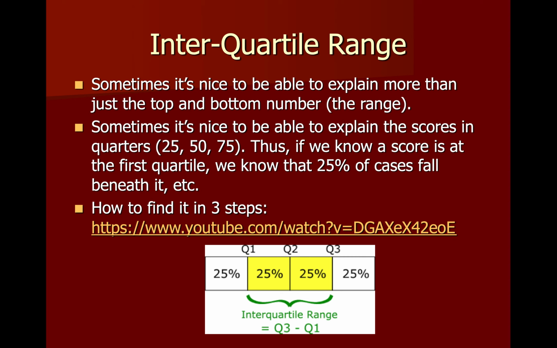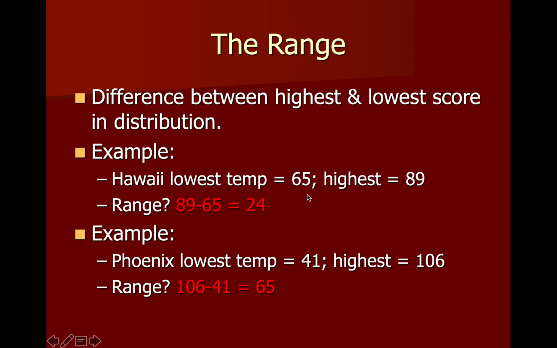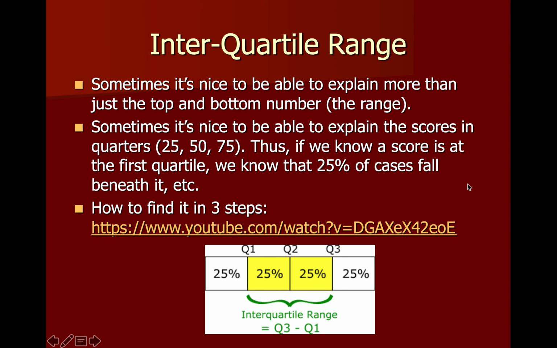Let's talk about the interquartile range. So sometimes it's nice to be able to explain more than just the top and the bottom number, such as we did here. We were just looking at the highest and the lowest number. Sometimes it's nice to be able to explain the scores in quarters, in the 25, 50, and 75%. So thus, if we know a score is in the first quartile, we know that 25% of cases fall beneath it. So you can have scores here, scores here, scores here, and scores here. So it's nice to know where the scores are within this interquartile range.